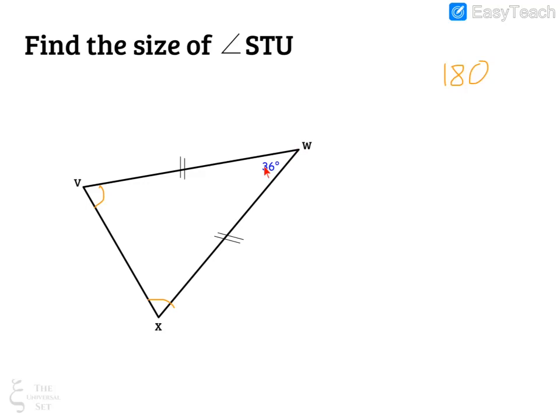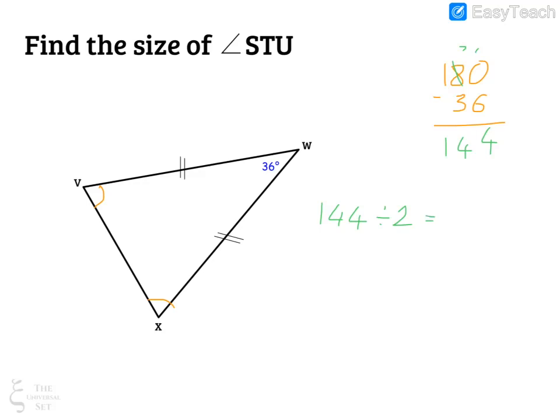Well, what we're going to have to do is take away this 36, because that's the only bit we know so far, which is going to give us 144. Now, that means that these two angles added together have to make 144, right? Because 144 plus 36 makes 180. That's our triangle. So these two together are going to be 144. So what are they each individually? Well, because they're the same, we can just do 144 divided by 2.